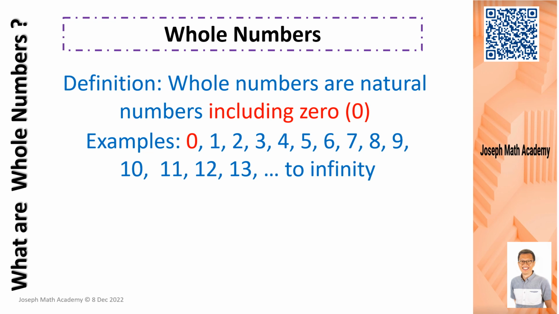Now, what are whole numbers? Whole numbers seem easy to all of us, but actually there's something to it, the detailed meaning. So what are whole numbers? Whole numbers are natural numbers, including zero. Earlier, in our previous slide, we know that natural numbers exclude zero. It starts from 1. But whole numbers start from 0. Example, 0, 1, 2, 3, and so on, up to infinity.